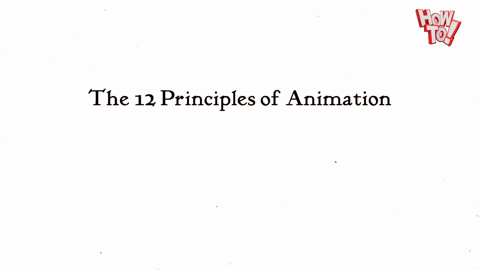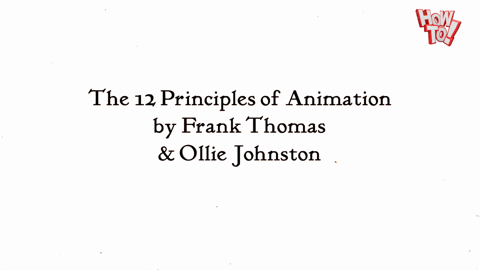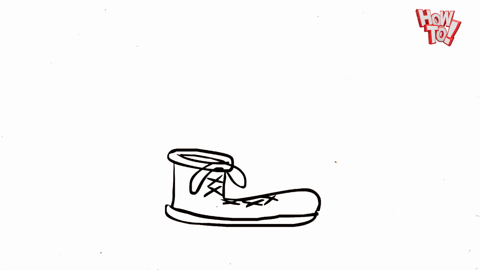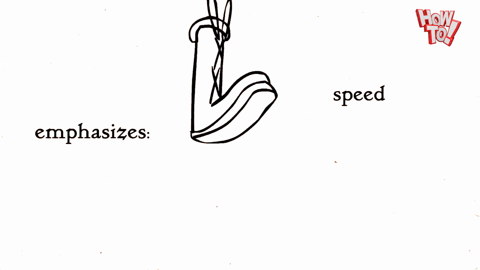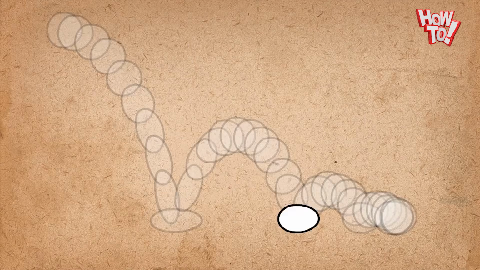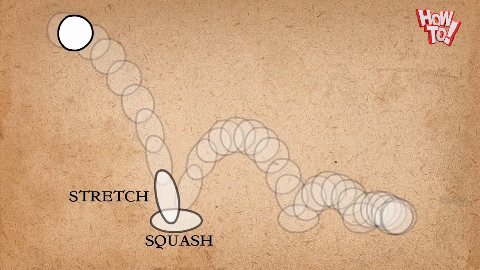These basic principles were described by the legendary Frank Thomas and Ollie Johnston. The first principle is the squash and stretch principle. This is the principle that animated objects will get longer or flatter to put more emphasis on speed, momentum, weight, and mass. For example, see this bouncing ball getting squash and stretch.